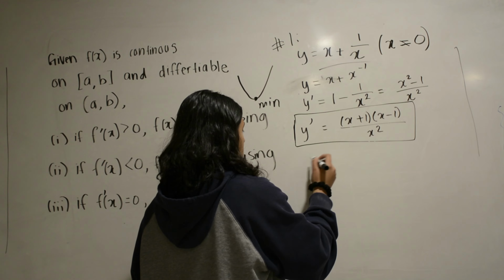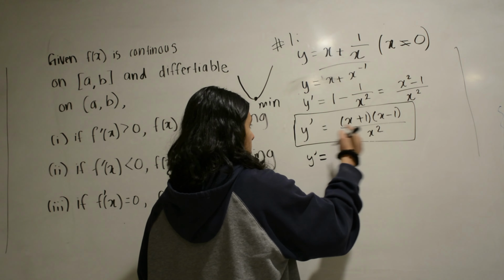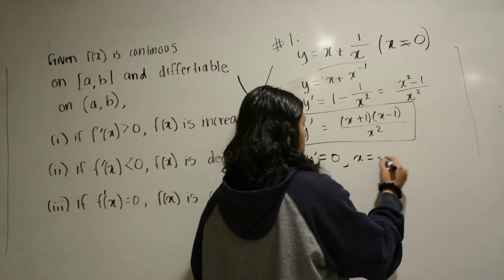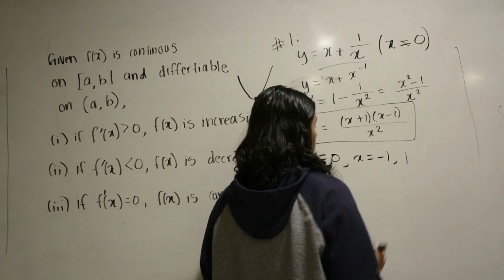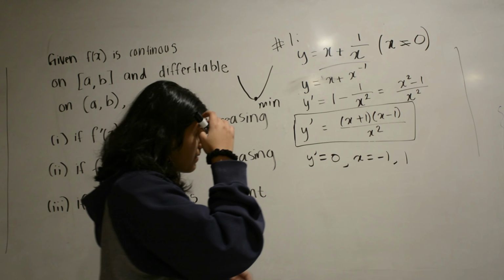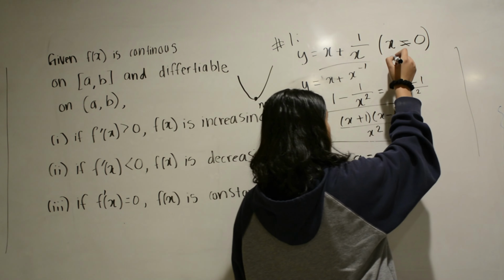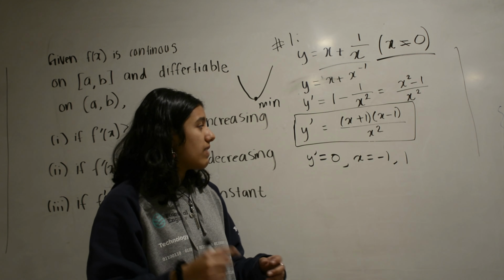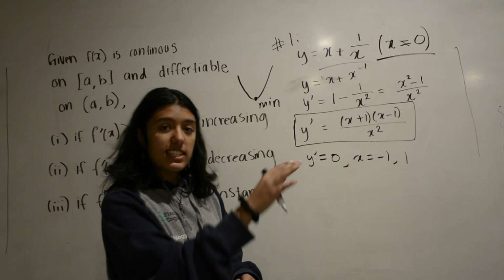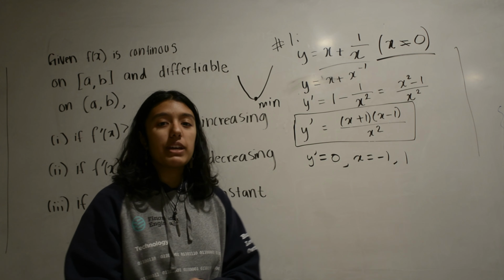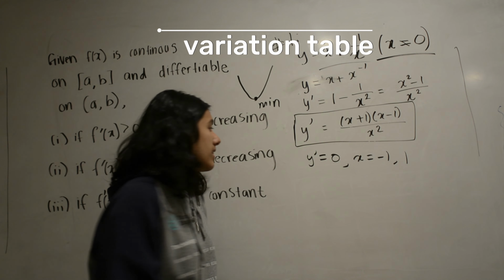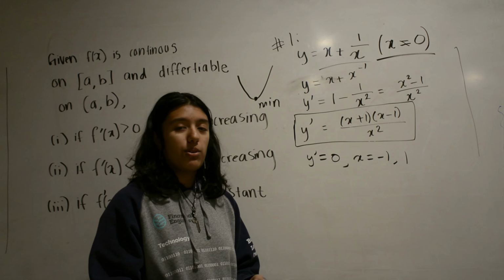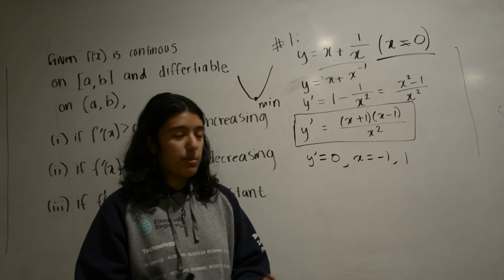And now we have to see at what values of x does y prime equal 0. If we replace x with negative 1 and x with 1, we see that y prime is 0. And keep in mind, x cannot equal 0. So in order to find out which values of x this function increases and decreases, we have to make a variation table. There are multiple ways you can solve this, but I feel like the most visual way is to make a variation table.